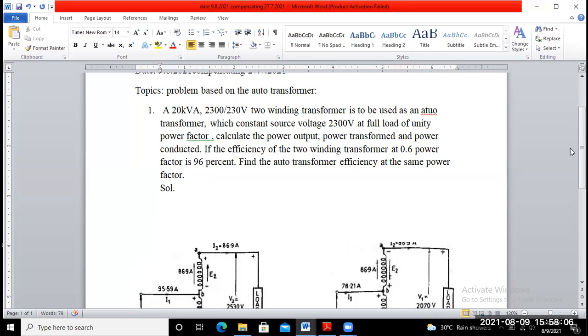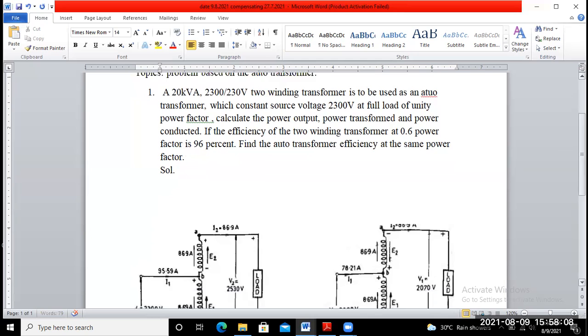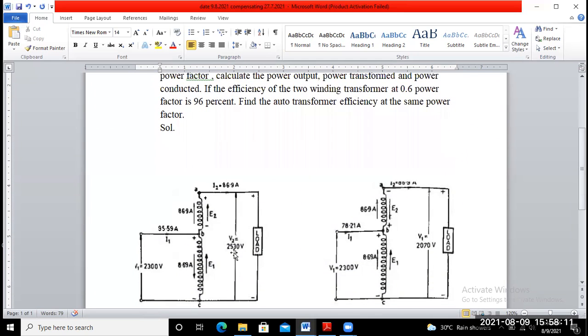Suppose you consider figure number one. In figure number one, this is your 2300 volt constant source voltage, and you may see that this is just like a step up auto transformer if you consider winding A to C, and the primary winding as B to C. So this is an auto step up transformer. The primary voltage is 2300 volt, and the secondary side voltage is 2530 volt.